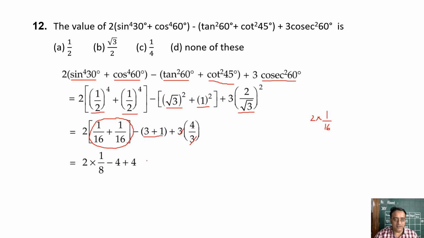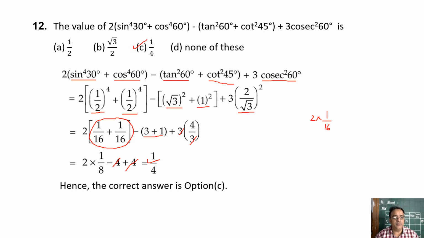So this step is clear to all of you? Yes, sir. Okay. So minus 4 plus 4 will be cancelled. So what is the final answer? 1 by 4. Right. So which option is the correct one? Option C. Right.